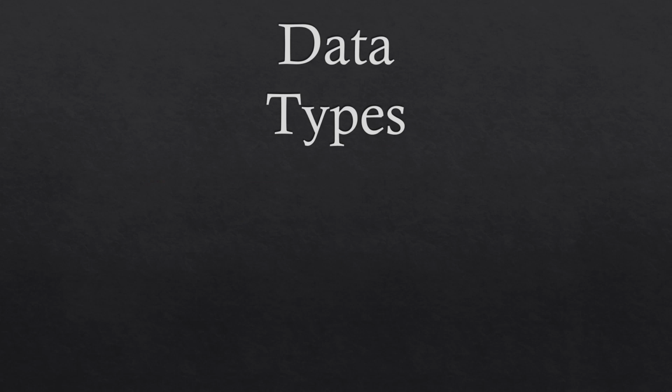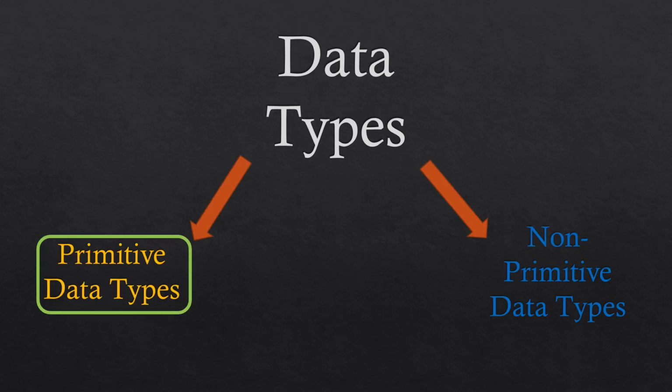In Java, there are two types of data types: primitive and non-primitive. In this video, we will look at primitive data types. First of all, what are data types? With data types, you can specify the size and value that can be stored in a variable.